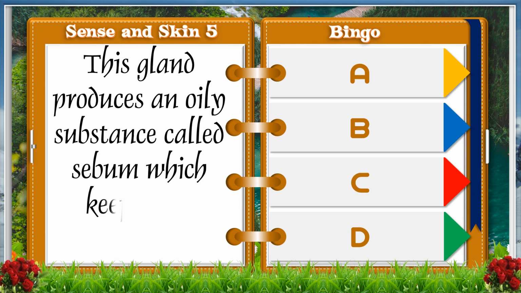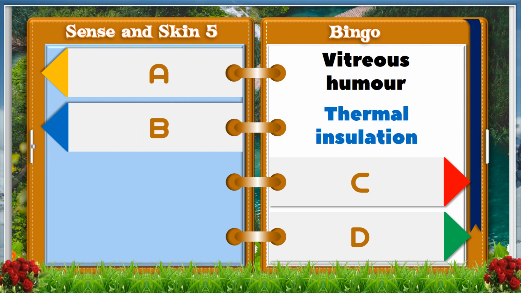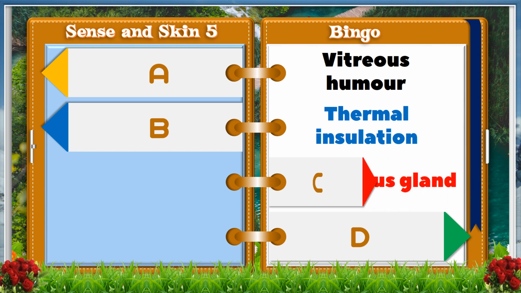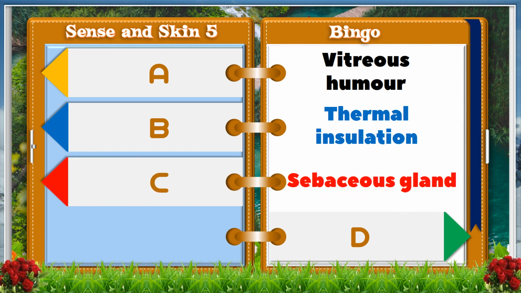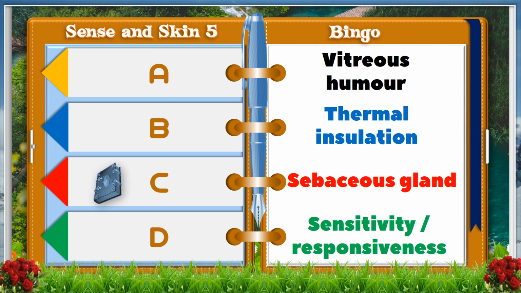This gland produces an oily substance called sebum, which keeps skin supple. A. Vitreous humor. B. Thermal insulation. C. Sebaceous gland. D. Sensitivity. And the answer is C. Sebaceous gland.